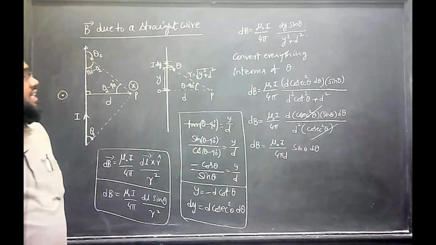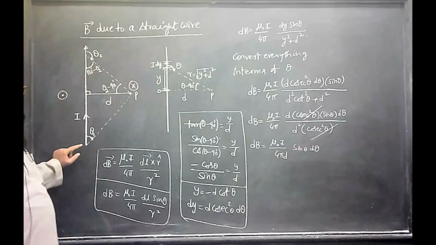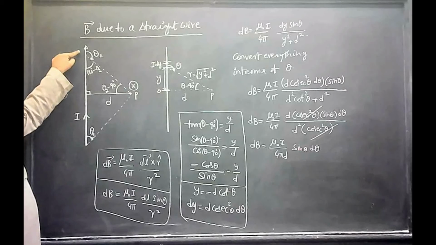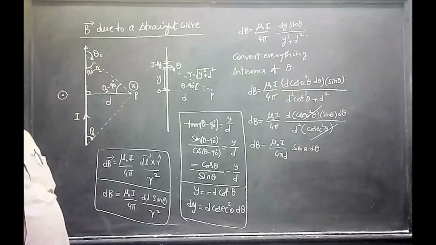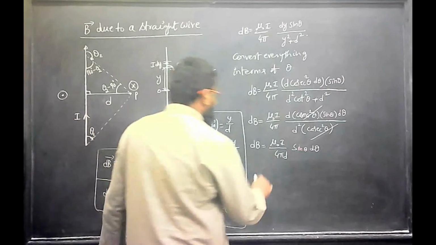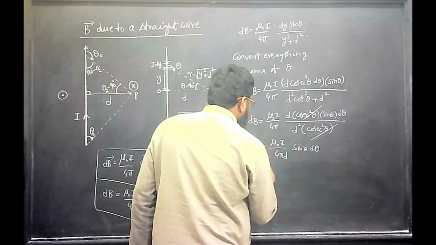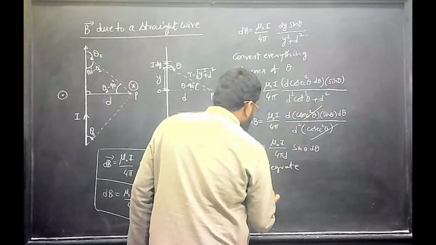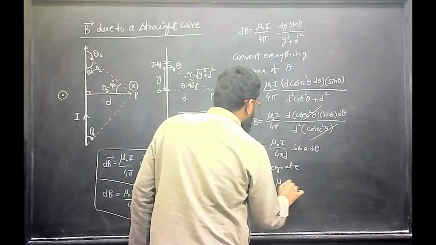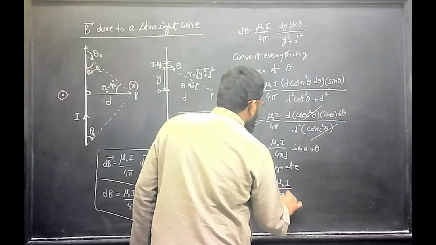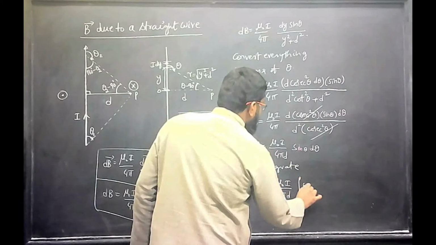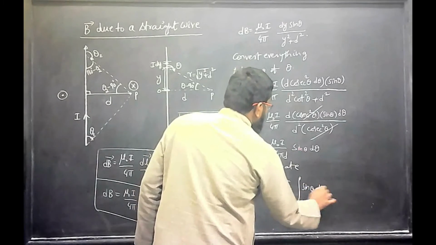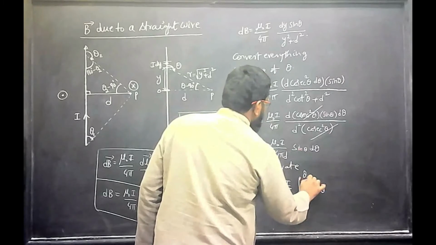Now everything is converted in terms of theta. Integrate from the starting angle theta 1 to the ending angle theta 2, with the limits. So I will get the B. So B will be equal to mu naught I by 4 pi d, when I integrate sin theta from theta 1 to theta 2.